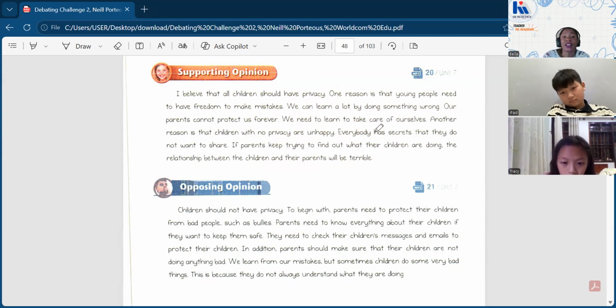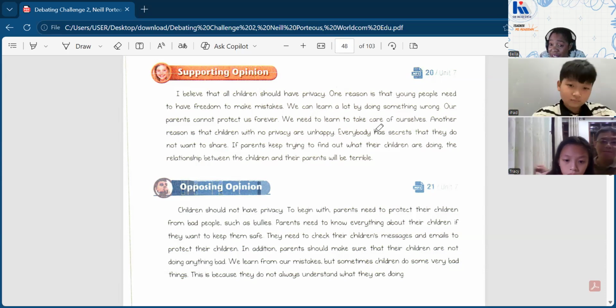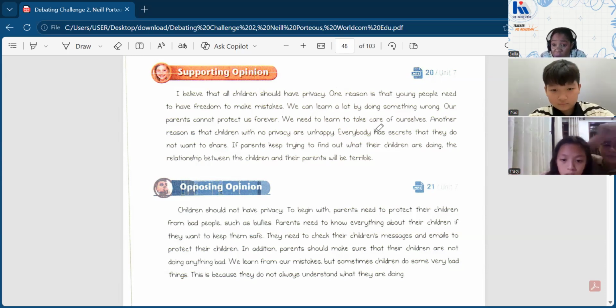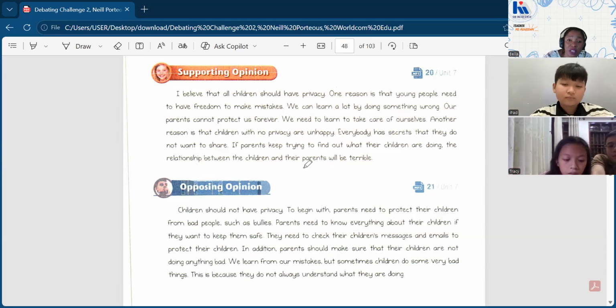Yes. And because our parents cannot protect us forever. They will not be with us forever. When you go to the university, you're going to be alone at the university, right, Tracy? Your parents will not be there to protect you. So this is one of the reasons why it says they should have the freedom to make mistakes.